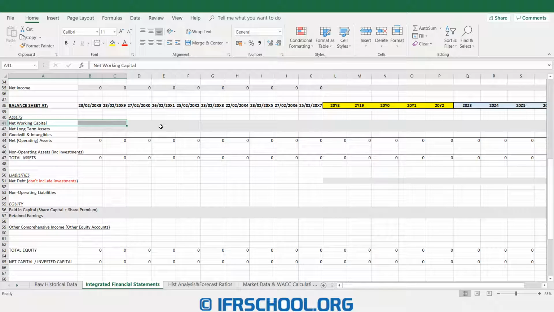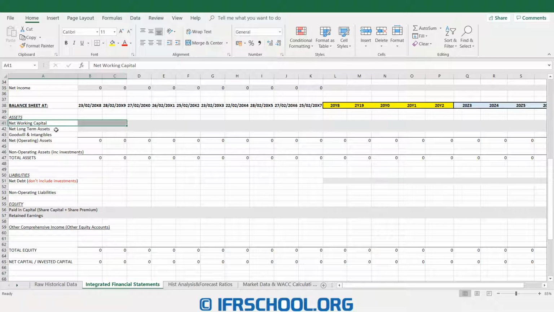The second point is net working capital may be positive or negative because the equation is current assets less current liabilities. If current assets exceed current liabilities, we have positive working capital. If current liabilities exceed current assets, we will have negative working capital. In other words, our suppliers are effectively providing short-term, probably interest-free finance to the company.